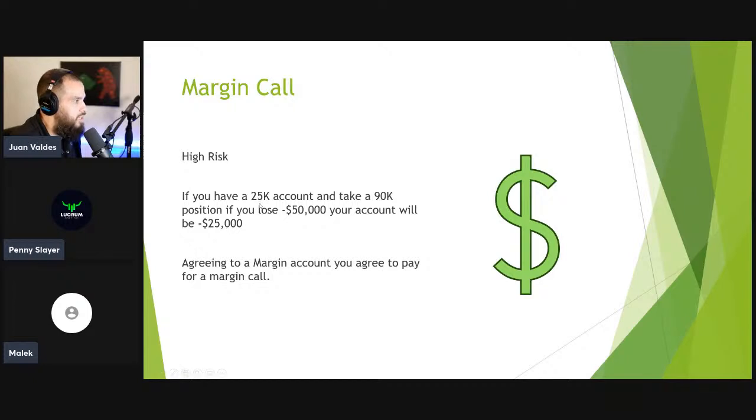If you have a $25,000 account and your broker says, okay, you have 4-to-1 leverage, meaning for every dollar you can multiply that times 4, so with $25,000 they give you 100,000 in buying power. Now you take a $90,000 position, and let's say that stock falls $4. Then that's 9,000 times 4, which is 36,000. So you'll be negative 11,000.